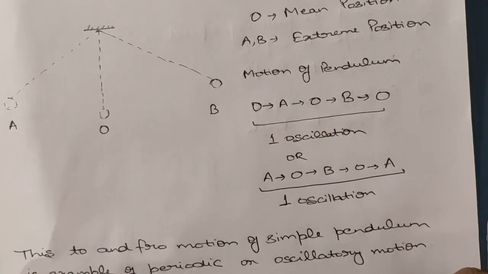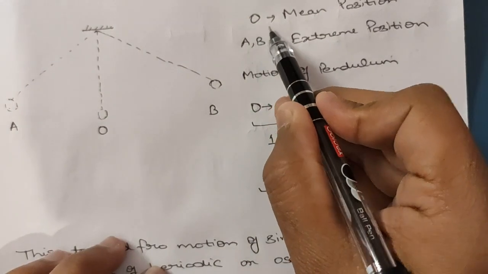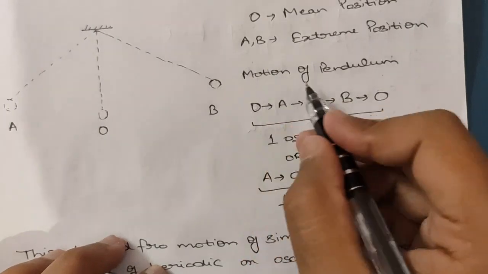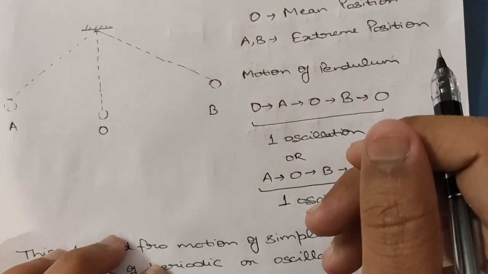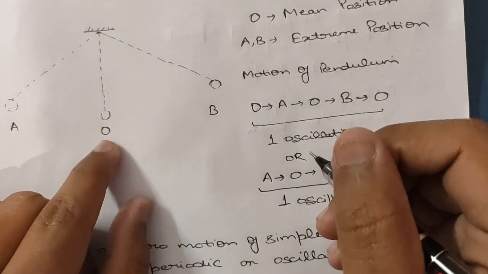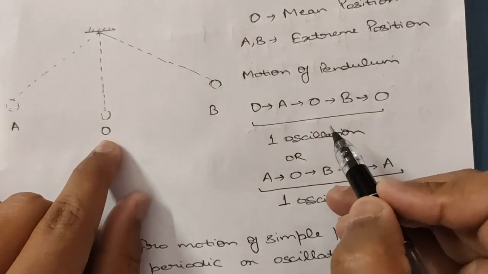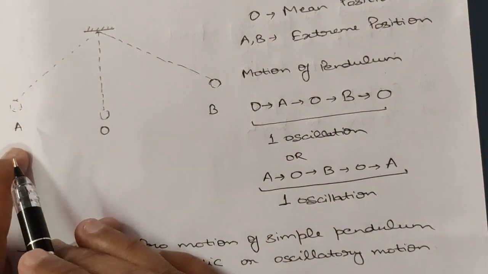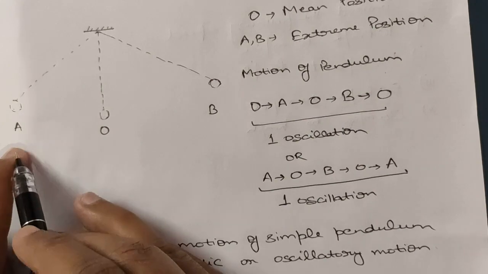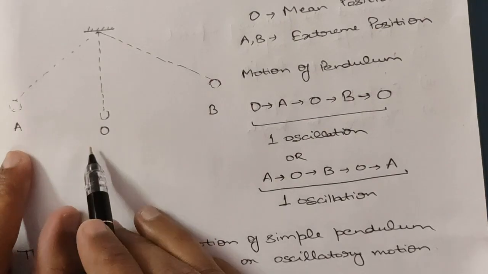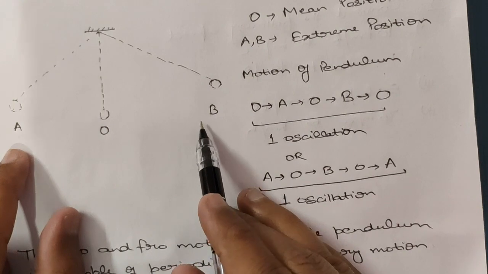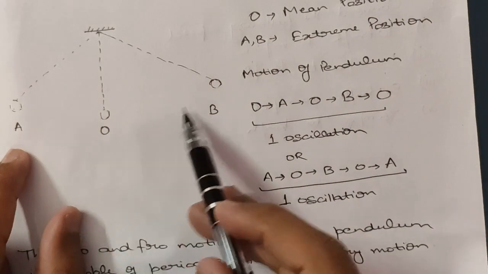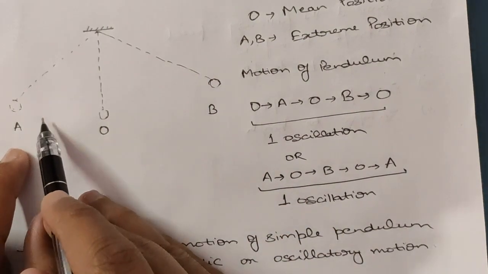Clear? So what do you have to remember in this? First of all, you have to remember the mean position, that is O, and the extreme positions, that are A and B. If it asks what is one oscillation, you can say from the mean position back to the mean position, and you can also consider one oscillation from an extreme position back to that extreme position again. The question can ask you: from A to O and O to B, is that a complete oscillation? No, it is not a complete oscillation. A complete oscillation is from A to O to B, then again O, and then back to A.